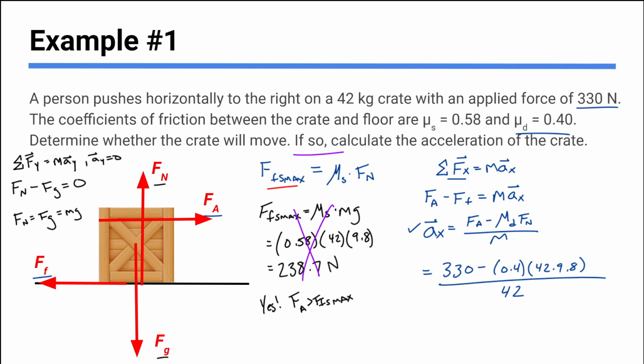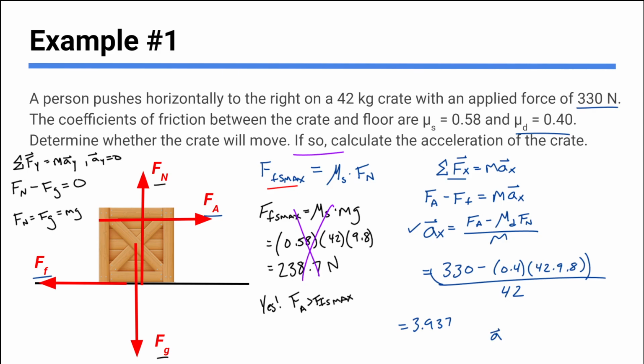Okay, and I will do this all at once on my calculator. So parentheses 330 minus parentheses again, just to be safe, 0.4 times 42 times 9.8 and parentheses, slash 42. That should get you there. Should get you to 3.937, something like that.